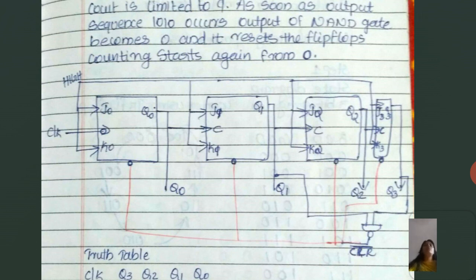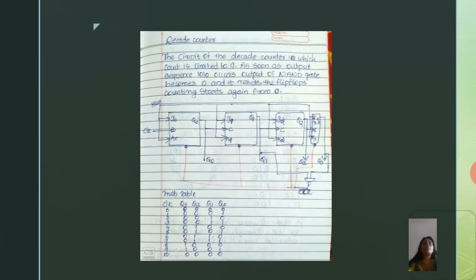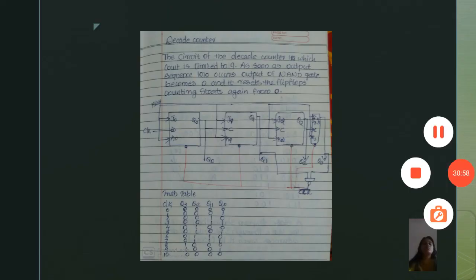We studied what a counter is and about asynchronous and synchronous counters. We have taken a look at asynchronous counters. The first one is the 3-bit up-down counter, then the decade counter. This is all about asynchronous counters. Okay, let's stop here. Thank you.